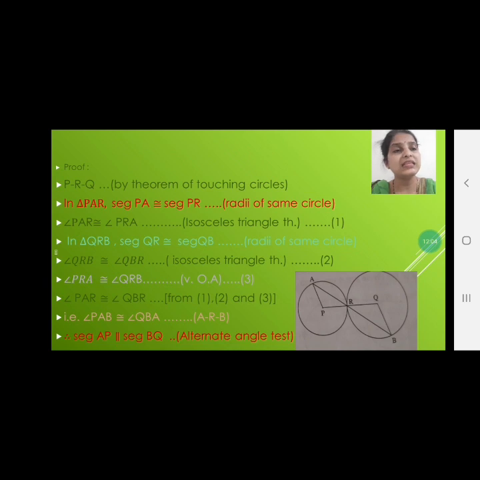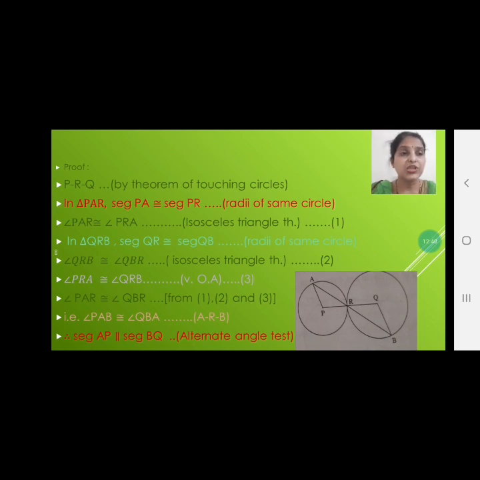Now I come to the next circle with center Q. Here RQ is equal to QB, so their base angles again will be equal. So angle QRB is equal to angle QBR, right? This is my equation number 2, by the isosceles triangle theorem. Now come to the next one, that is point R. You come to point R and observe angles ARP and QRB.